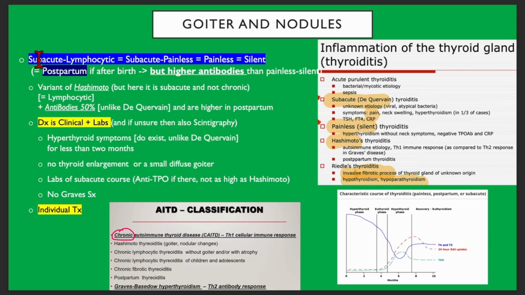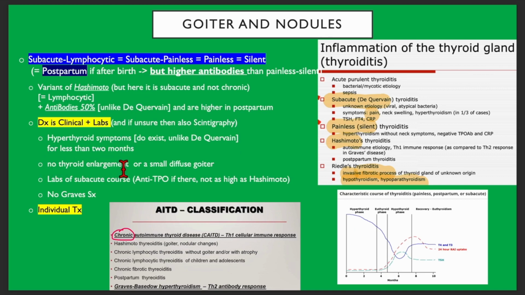but De Quervain has no antibodies. So if you have some subacute thyroiditis and you cannot use the pain and tenderness to differentiate, maybe you can use the antibodies, but it's only 50% of the time. And these antibodies will be higher in the postpartum version. We said it already, diagnosis is clinical and labs. So we have here the hyperthyroidism symptoms, but for less than 2 months. So here they do exist, unlike De Quervain, where you don't have time to have the symptoms of hyperthyroidism and hypothyroidism.